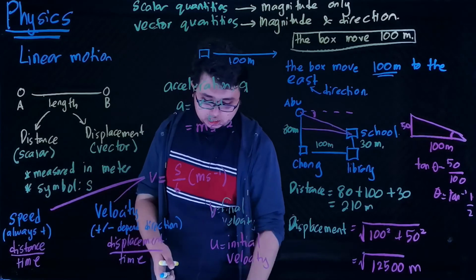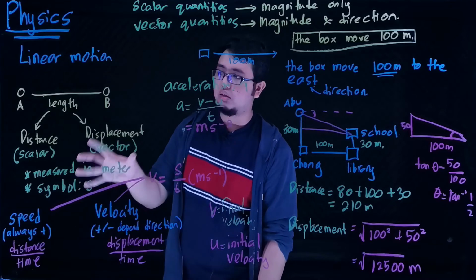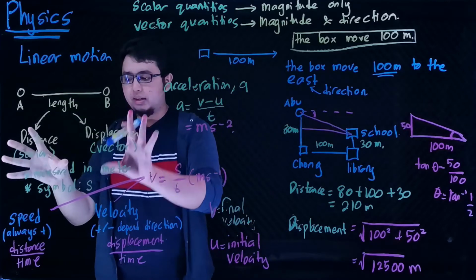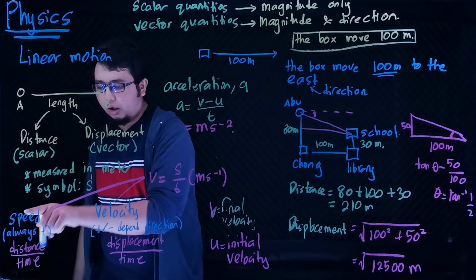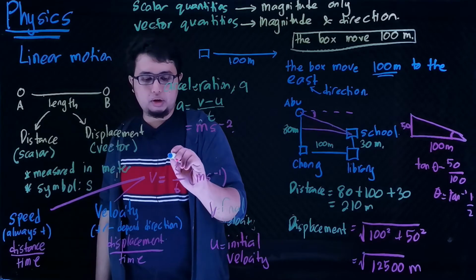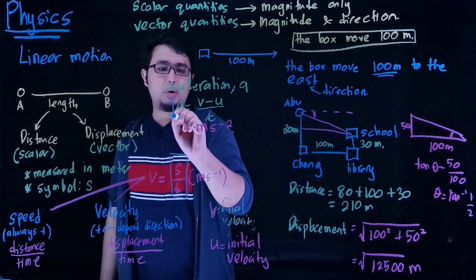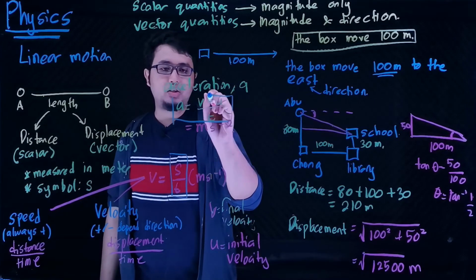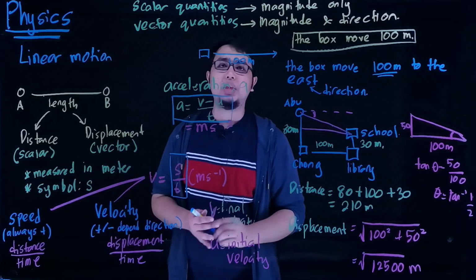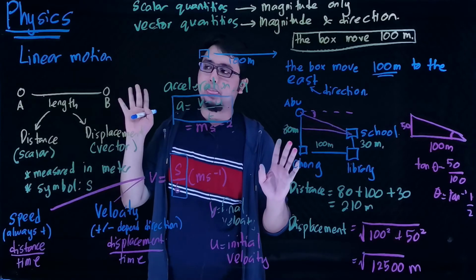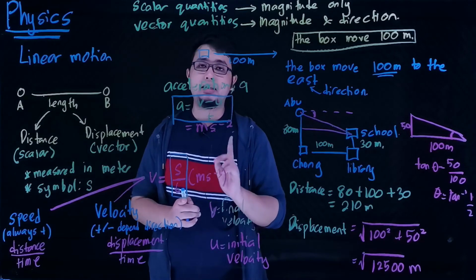So here for linear motion, there are 5 things that you need to be aware of: the distance, the displacement, the formula of speed, the formula of velocity, which is the same thing, and then lastly we have our acceleration. Alright, and then we're going to continue next on to the formula of motion.